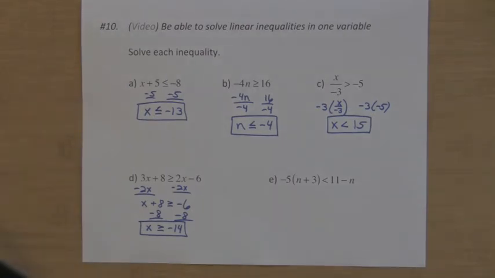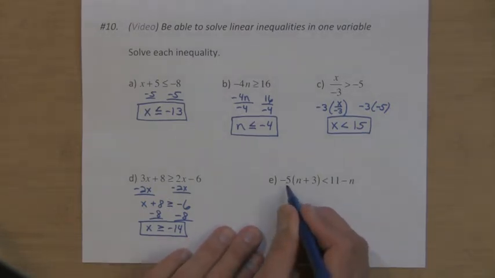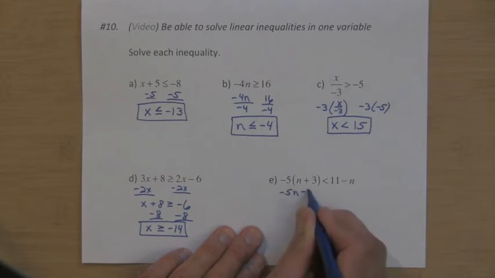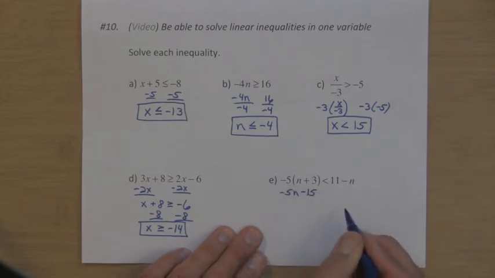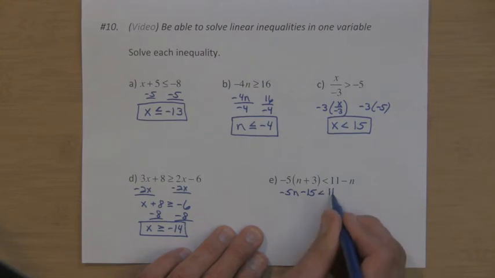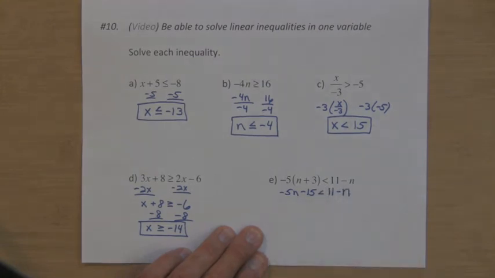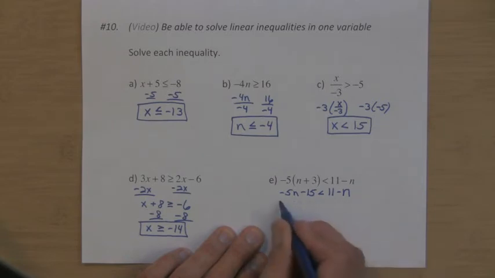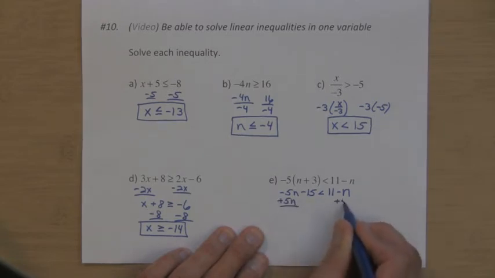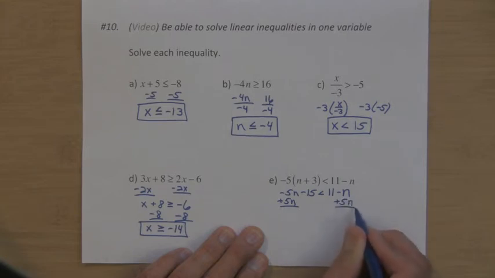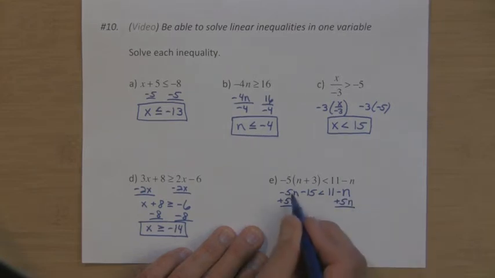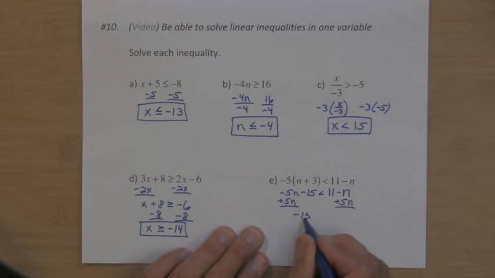Last one, parentheses, n plus 3 is not really worth that much in the problem. It's multiplied by negative 5, so negative 5 times n is really negative 5n, and negative 5 times 3 is really negative 15, which I can write as minus 15. And then less than 11 minus n. To get all the n's on one side, I choose to add 5n to both sides, because that is going to keep me with a positive coefficient of n, a positive number in front of n, when I do this next step. This makes 0, so I have negative 15.